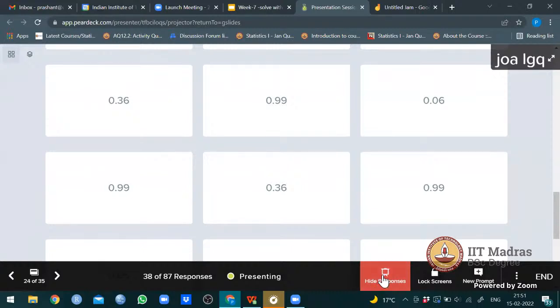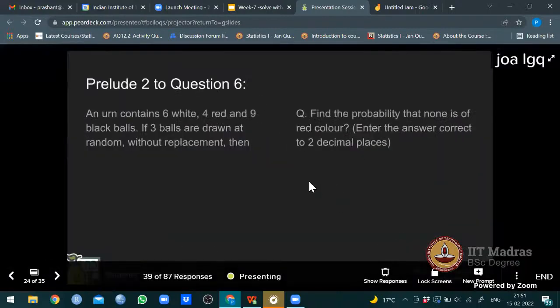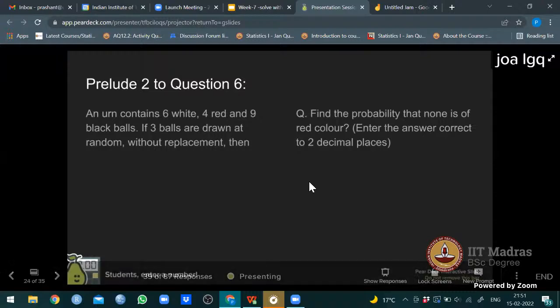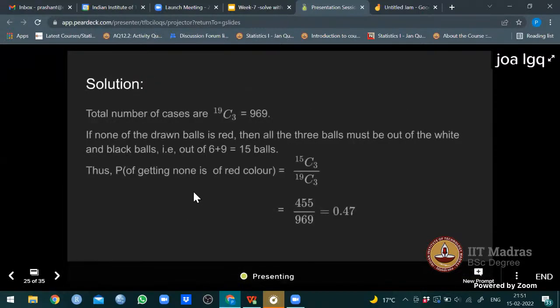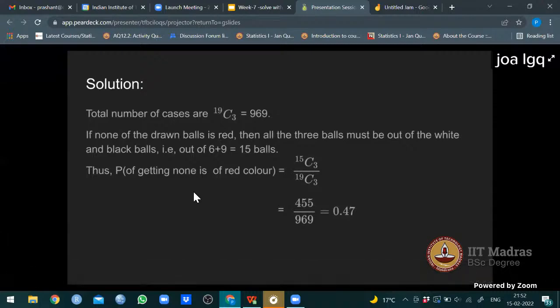There are variations again and again. See, the probability that none is of red color, and you have to choose only 3 balls, so that means you have to choose from white and black balls. Sir, I approached the problem by taking all 3 as red and subtracting it from 1. Yes, you get 1 minus 4C3 divided by 19C3, right?